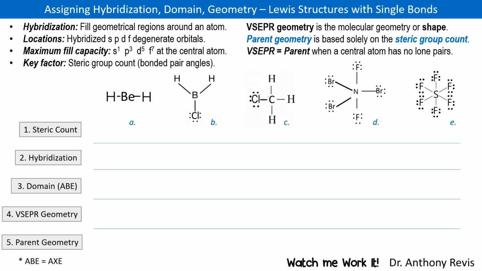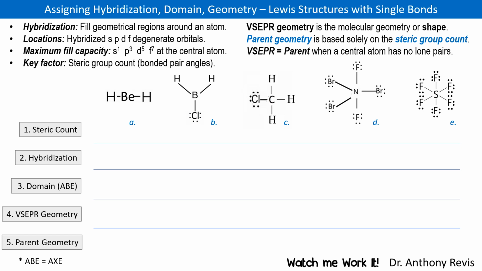We have P with a maximum fill capacity of 3, D 5, and F 7 at the central atom. When we talk about this, we're only talking about the central atom or the specific atom in question. And the key is this: those numbers will add up to the number of spaces that are filled. When you fill the S and you need more space, you go to the P. When you fill the P and you need more space, you go to the D. Fill the D, you go to the F.